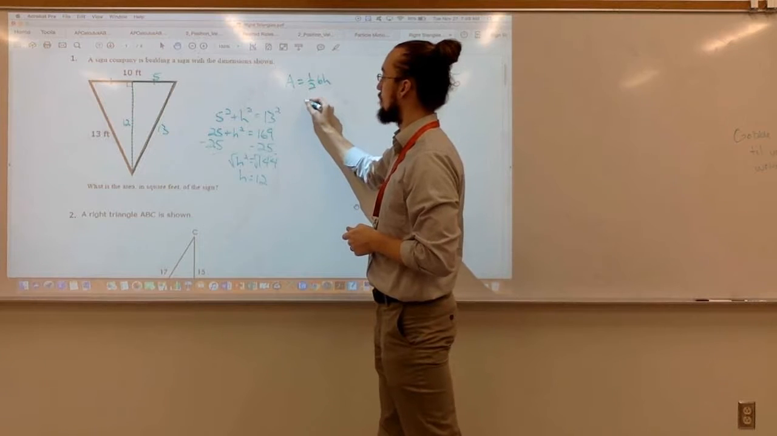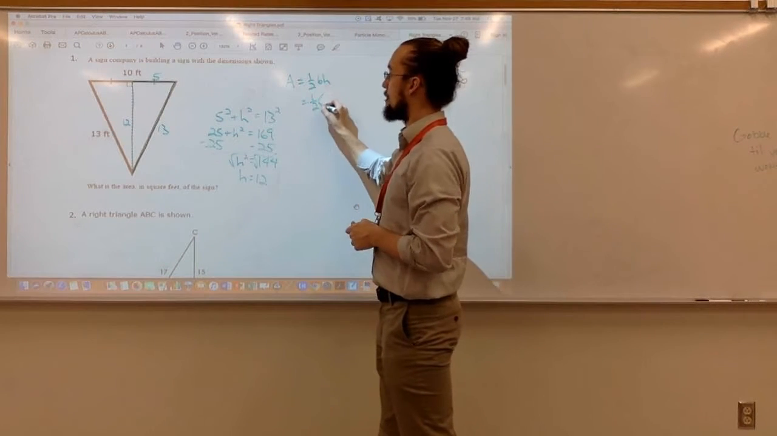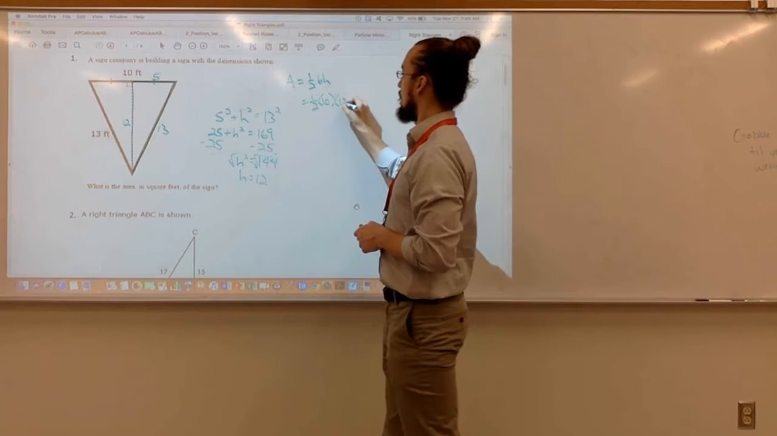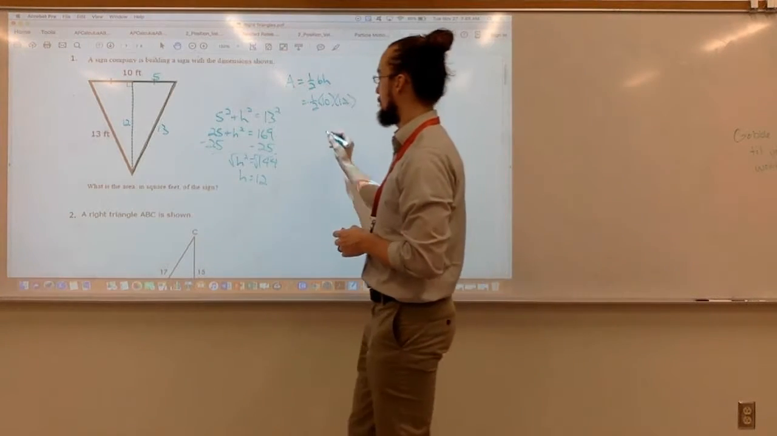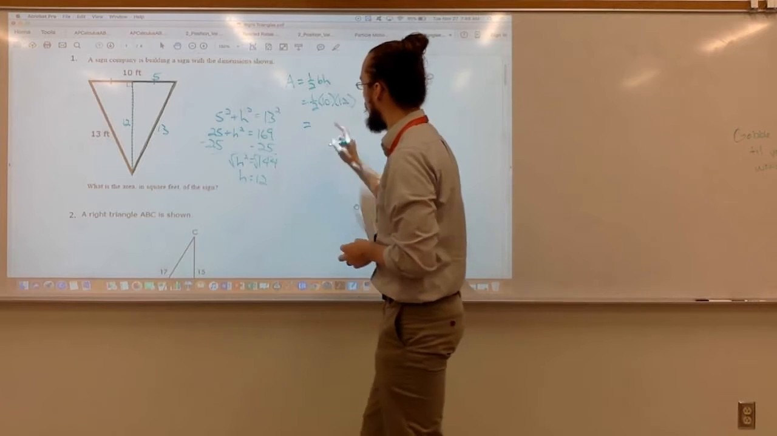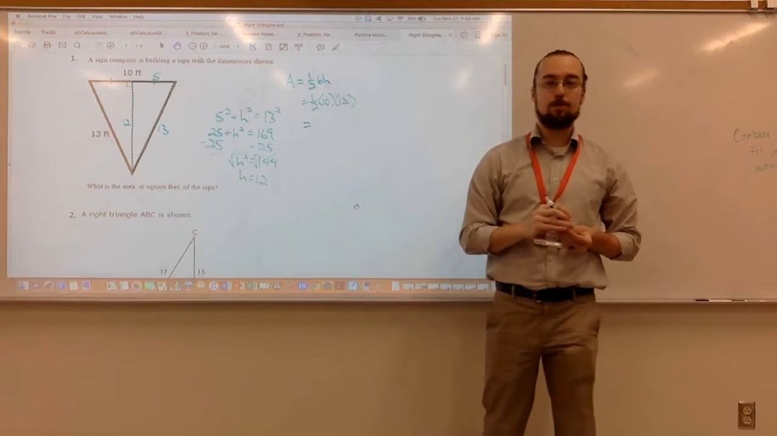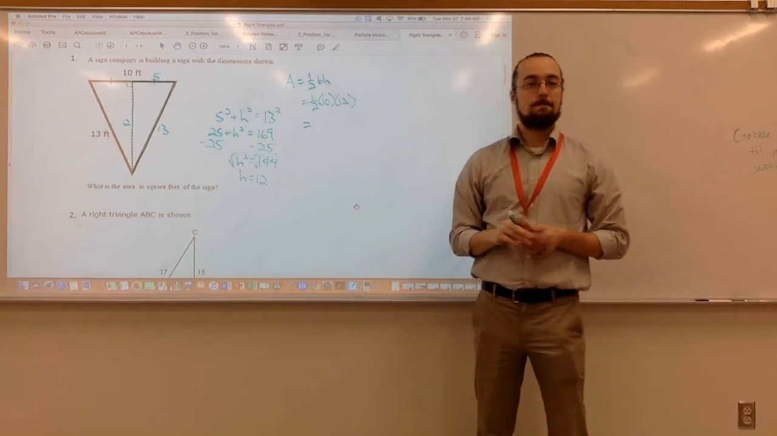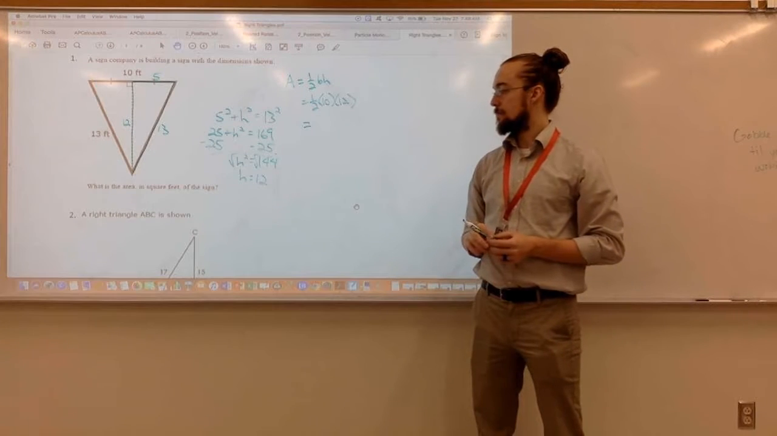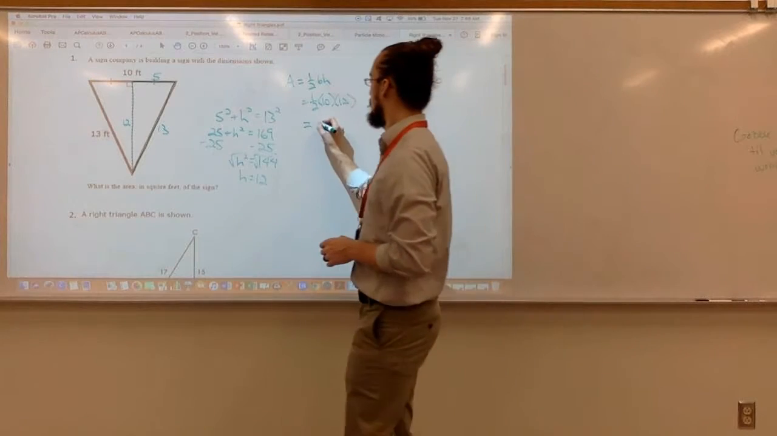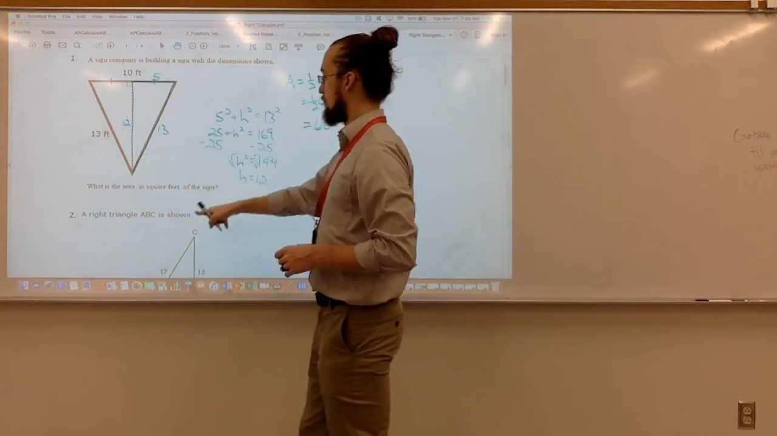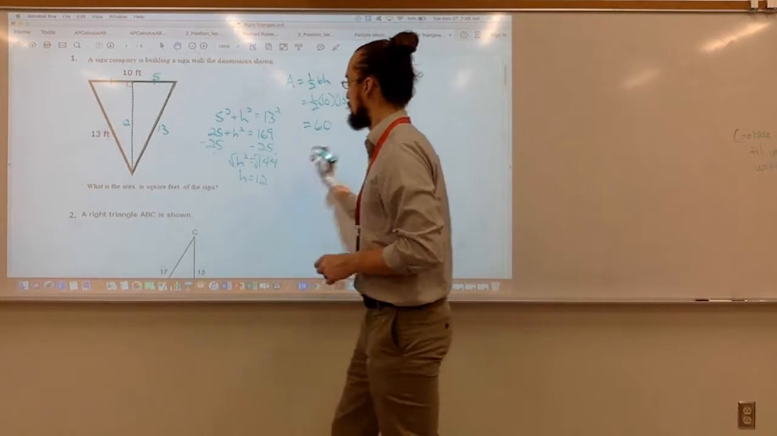So my area then is going to be 1/2 times 10 times 12. So 1/2 times 10 times 12 gets me what? 60. And then they even tell us what our units should be in square feet.